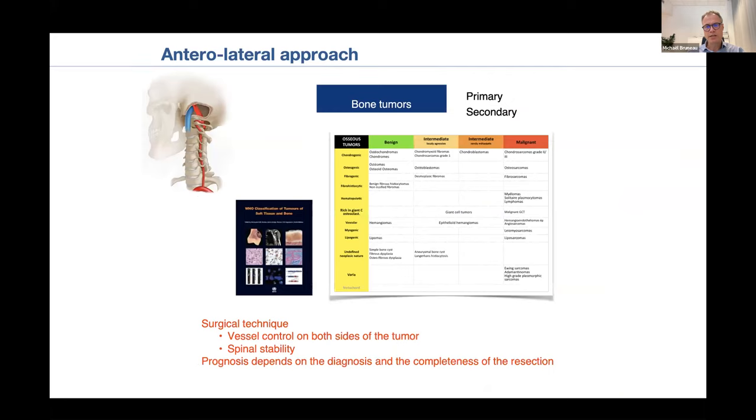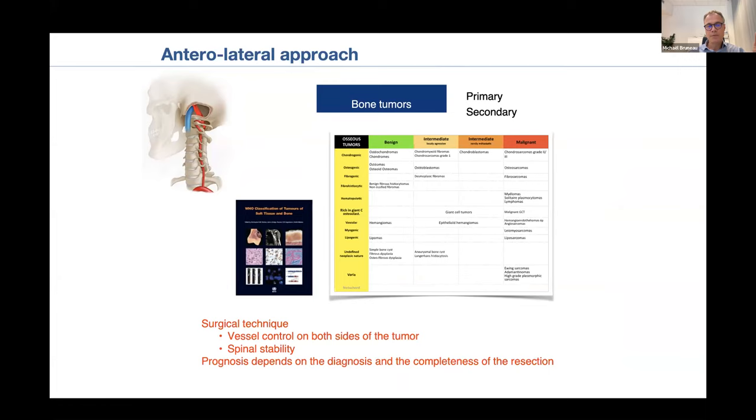A variety of pathologies can be treated with transposition of the vertebral artery, including bone tumors, and there is a huge variety of bone tumors, either primary or secondary. Again, the surgical technique is to try to obtain vessel control on both sides of the tumor. You have to think about spinal stability, which is a preoperative concern. Normally, your surgery should not induce a postoperative instability if it is not present preoperatively.